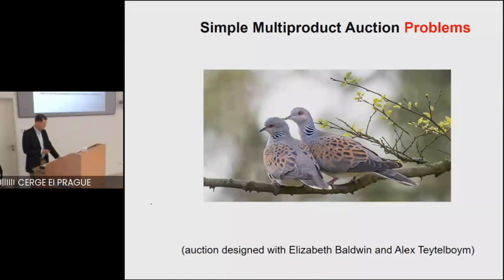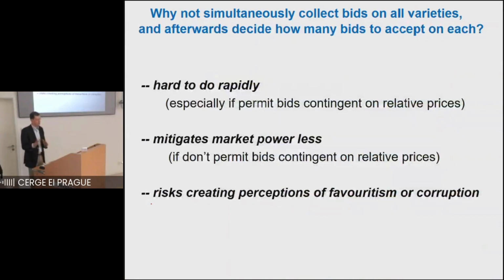And we've discussed why not run a separate auction for each variety. But another thing you might say is why not just collect all the bids on all the varieties and then afterward decide which bids to accept on each. And actually we did something a bit like that in the case of turtle doves, but that doesn't always work very well. It's hard to do rapidly, and with turtle doves we can make the farmers wait for a couple of weeks for the answers. But we're dealing with the financial markets, you really can't have a delay.